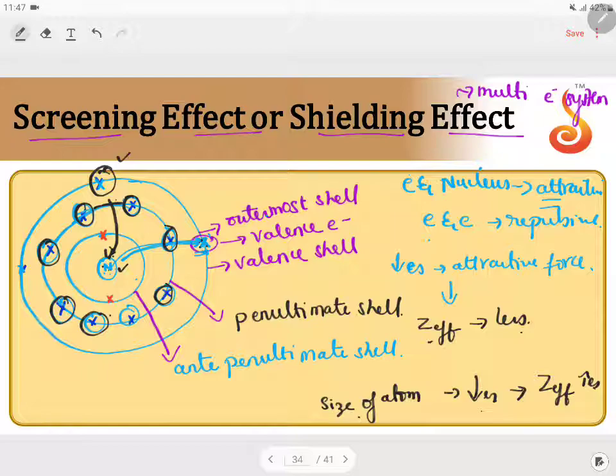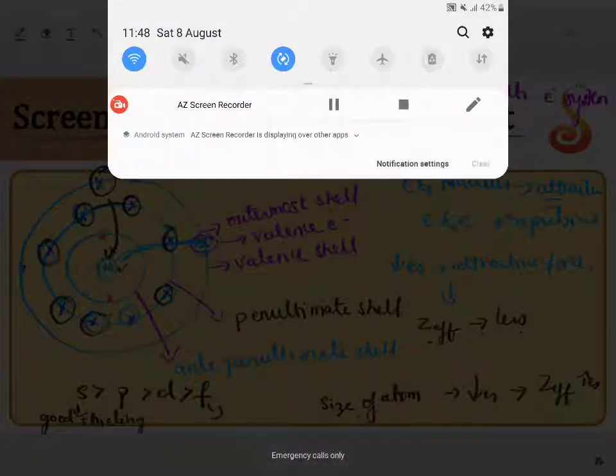The next question: which can shield the outermost electrons effectively? The order is S, P, D, F. The S subshell can shield properly, so this is good shielding. F will have a complex structure, like a cuboid. A cube cannot cover the spherical surface effectively. As a result, the screening will be lesser for the F orbital, then D.